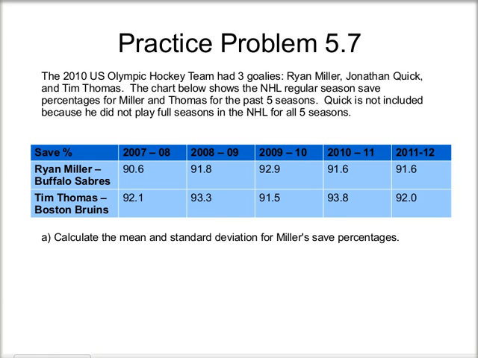This is practice problem 5.7. The 2010 U.S. Olympic hockey team had 3 goalies: Ryan Miller, Jonathan Quick, and Tim Thomas. The chart below shows the NHL regular season save percentages for Miller and Thomas for the past 5 seasons. And Quick is not included because he didn't play full seasons in the NHL for all 5 seasons.